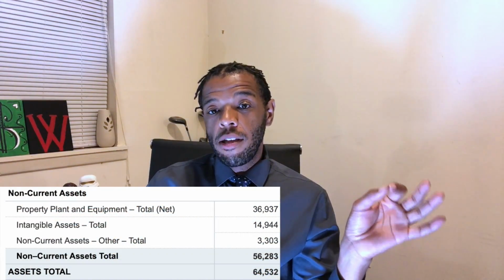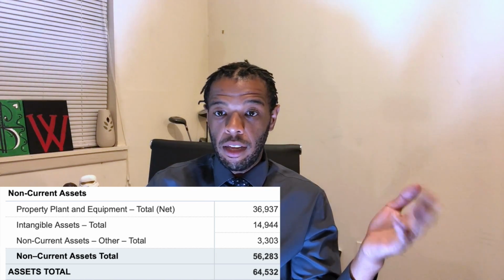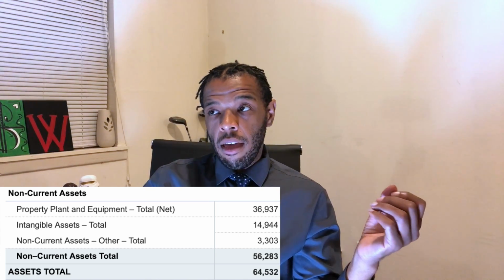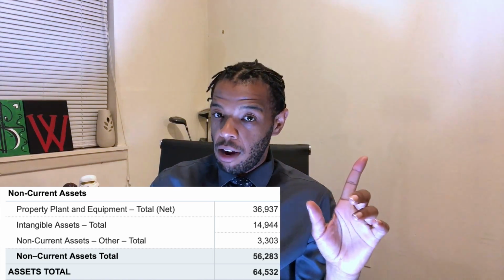So starting off with the long-term assets, we're going to start off with the first line, which would be property, plants, and equipment. So this is any property they own, any plants they own, any equipment that they own that they could sell and get back a nice little return on it, right? So they have $36.9 billion in property, plant, and equipment. It's a lot of aircraft. Anyway, they could sell all of their property, plant, and equipment and get about $36.9 billion in cash if they need to, right?